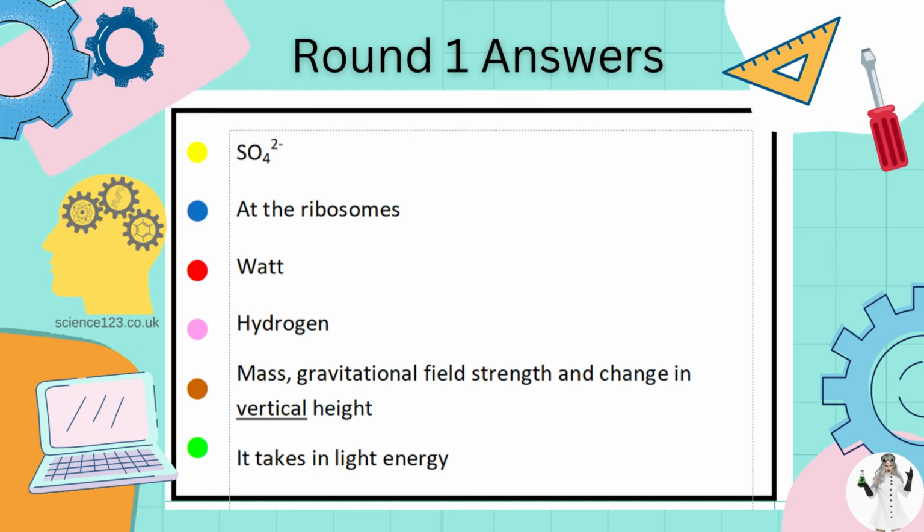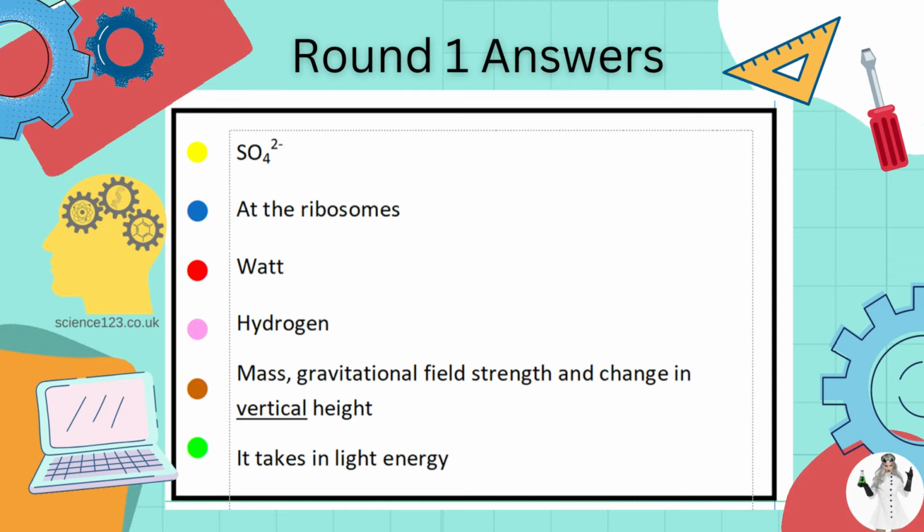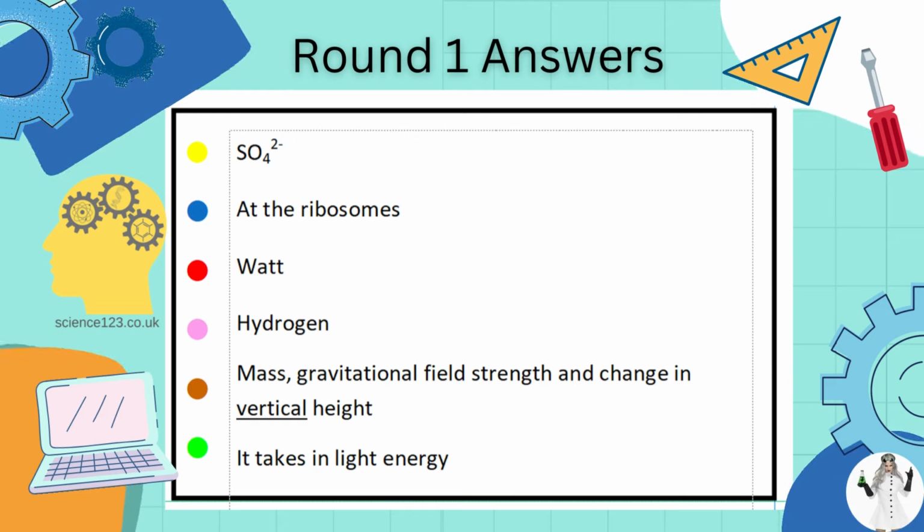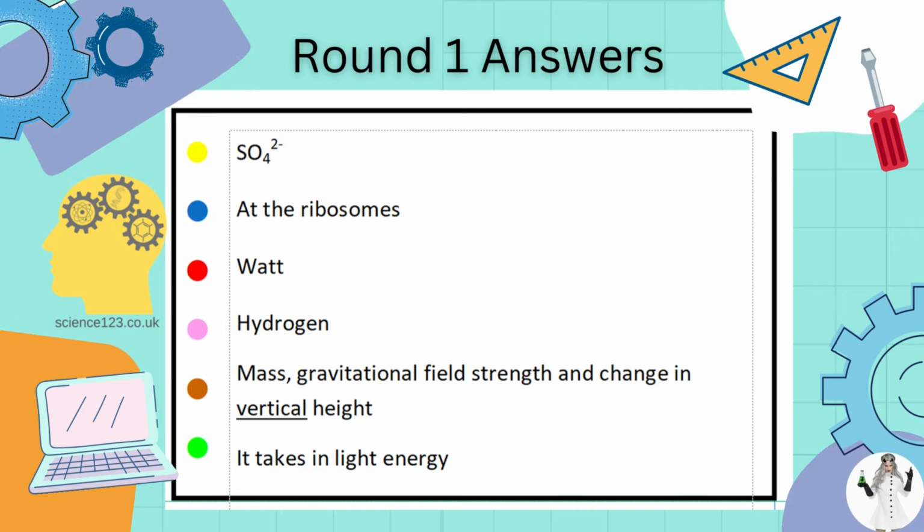The three quantities multiplied together to give change in gravitational potential energy are mass, gravitational field strength, and change in the vertical height. Do not just say height. Photosynthesis is an endothermic reaction because it takes in light energy.